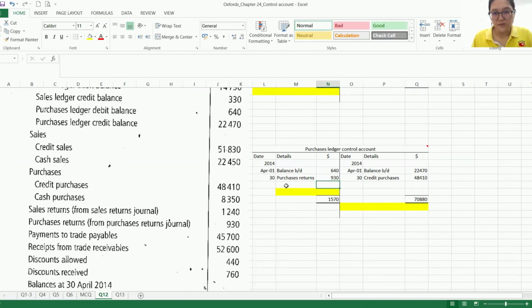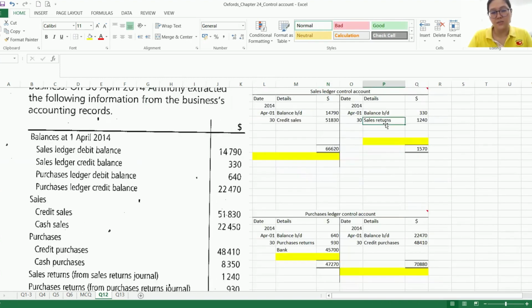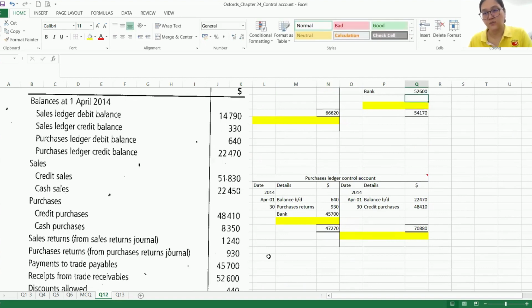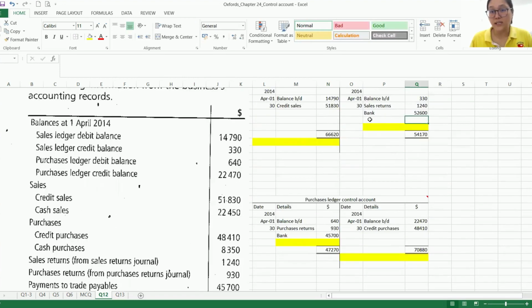Payment to trade payable means that we pay the supplier money, which you can put as bank or cash, unless they specifically say cheque, then you must put it under the bank. If they didn't mention bank or cash, also fine. Receipt from the trade receivable: the customer pays money, which goes to the bank account. So how much? Bank receipt from customer 52600. Okay. Discount allowed is related to the customer, so discount allowed goes in the sales ledger control account.